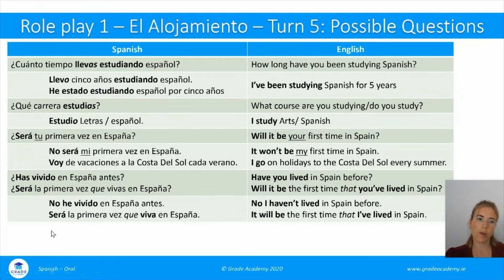¿Has vivido en España antes? Or será la primera vez que vivas en España? Now, that would be subjunctive. No he vivido en España antes, or será la primera vez que viva en España. So again, they both go together.